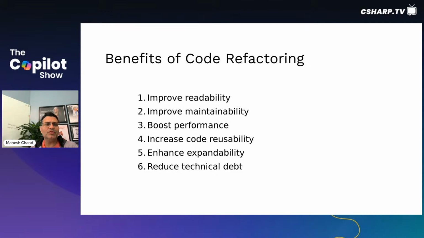It obviously boosts performance. Boosting performance means there may be slow code somewhere. There may be a loop that's hurting the performance, right? There may be something like exceptions coming up, or a deadlock there, right? All these things matter. And then obviously it helps increase code usability, expandability, and also reduces, at the end of the day, technical debt. So those are some of the benefits.